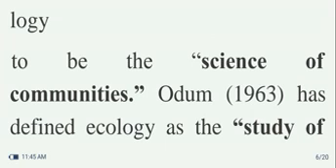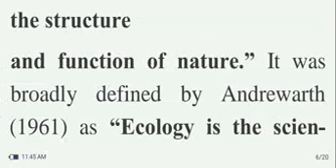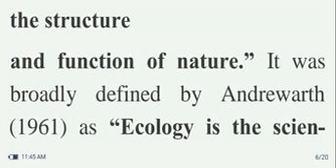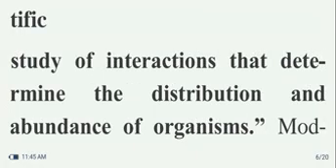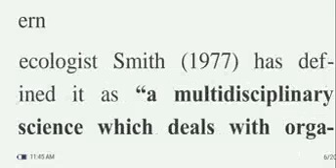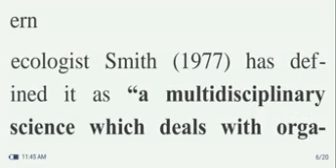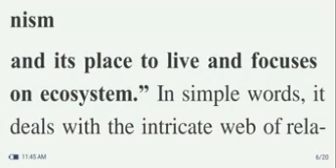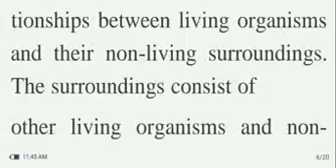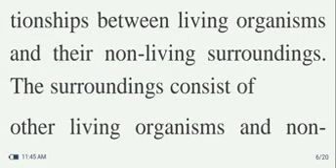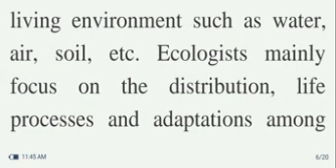Odum in 1963 defined ecology as the study of the structure and function of nature. It was broadly defined by Andrewartha in 1961 as the scientific study of interactions that determine the distribution and abundance of organisms. Modern ecologist Smith in 1977 defined it as a multidisciplinary science which deals with the organism and its place to live and focuses on the ecosystem. In simple words, it deals with the intricate web of relationships between living organisms and their non-living surroundings. The surroundings consist of other living organisms and non-living environments such as water, air, soil, etc.